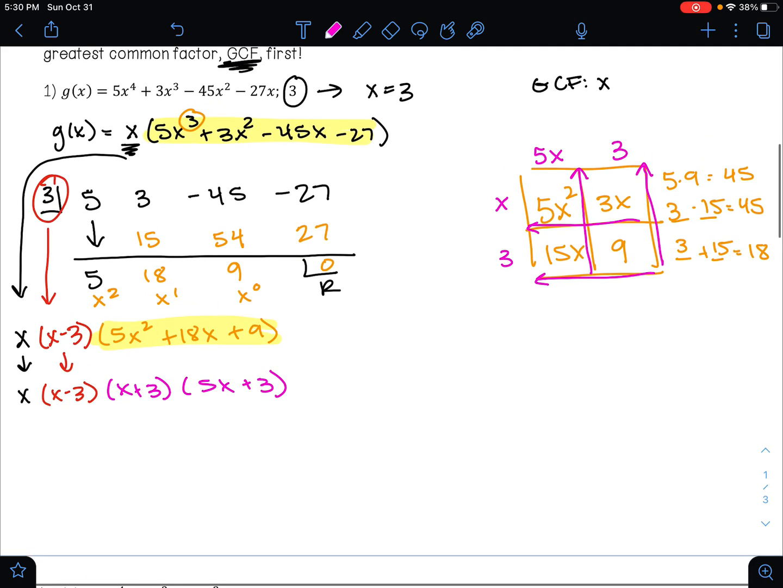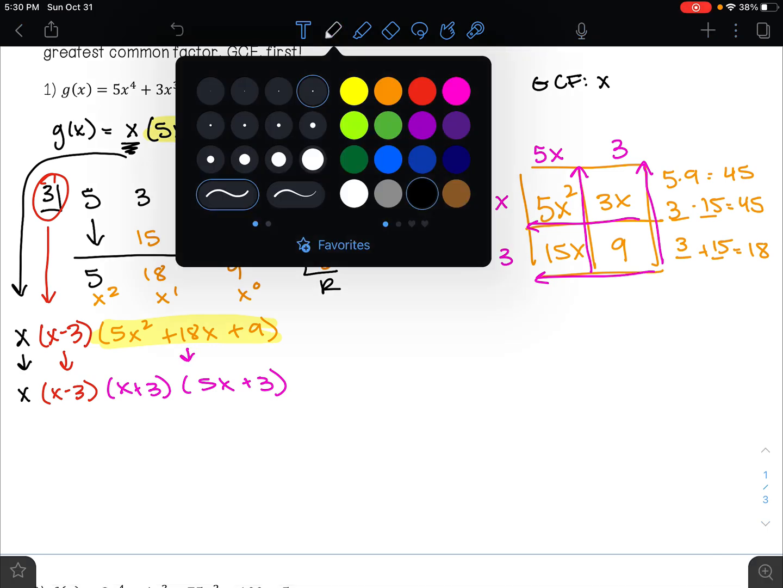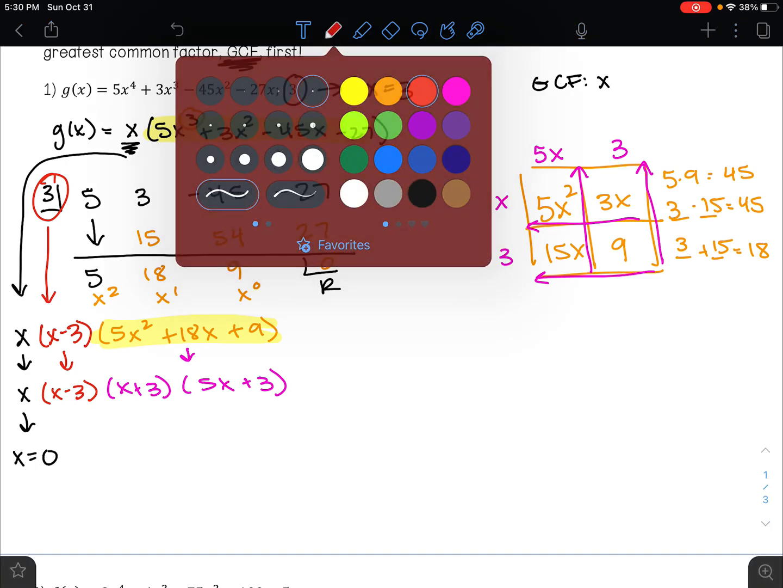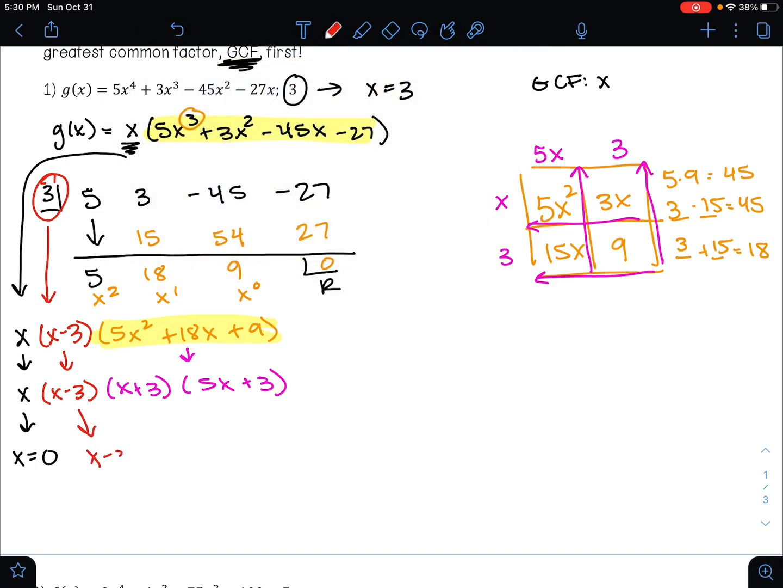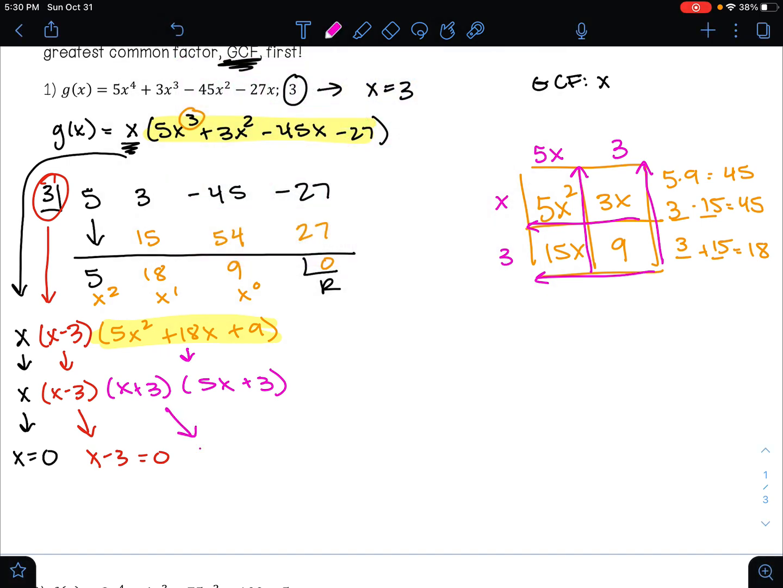So I'm just going to set each factor equal to 0 and solve. So I'm going to have x equals 0, x minus 3 equals 0, x plus 3 equals 0, and 5x plus 3 equals 0. So let me go ahead and solve each of these. This one's already solved for, so that's nice.